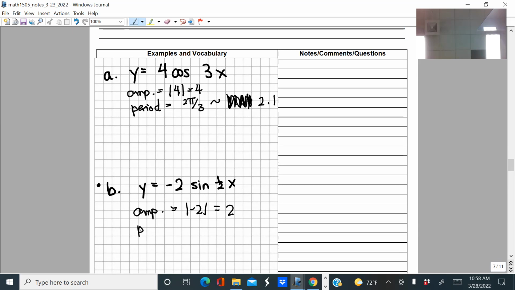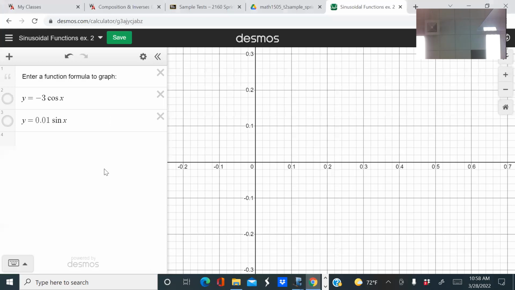And what's the period then? Well, let's see. We have 2 pi, but this is divided by 1/2. When you divide by 1/2, that's the same as multiplying by 2. So you have a much longer period here. You only go through one full cycle every 4 pi units. So this one's going to be stretched out quite a bit. It's not oscillating nearly as much. Let's take a look at that.